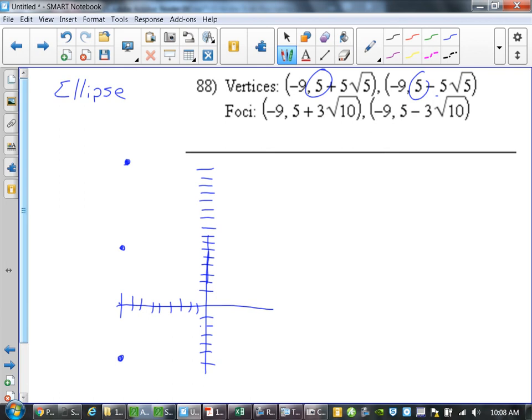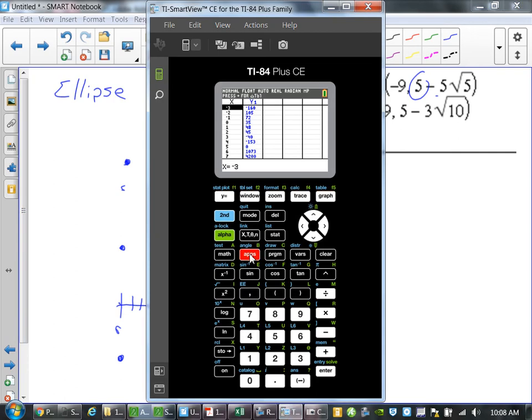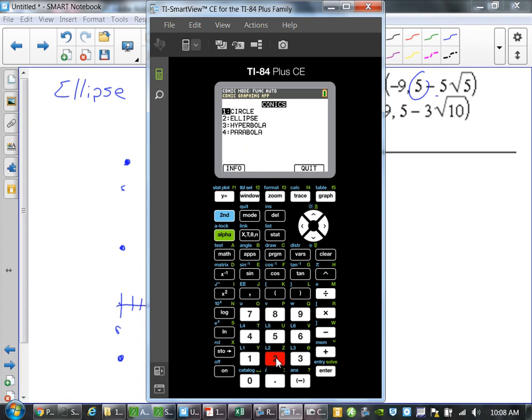Now, if my vertices went that direction, and notice my focus are also going this direction, I don't know where they are, but what way is this being stretched? Being stretched vertically. Are we okay with that? Yes. So now I look at my calculator, at my conic stuff, and I look at the ellipse.